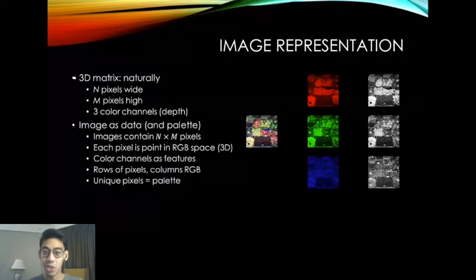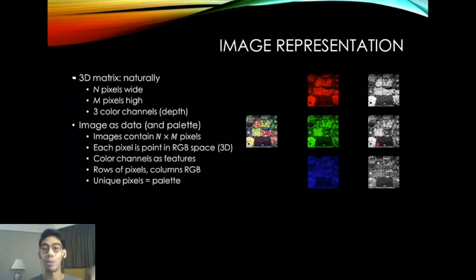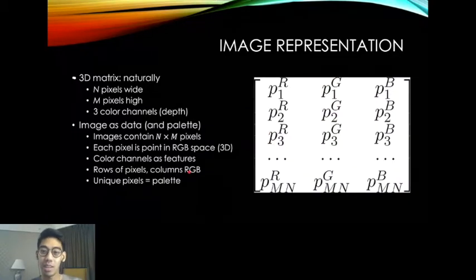So we have an image here. You have the red channel, the green channel, and the blue channel. Essentially, if you looked at the channels individually without any color, they look like this. But once you combine them, it forms the actual image. And the way to think of an image as data or as a palette is to think of it as containing n by m pixels. Now, the pixels may not be unique, but essentially there's that many pixels inside an image, right? And each point lives in a 3D space, right?